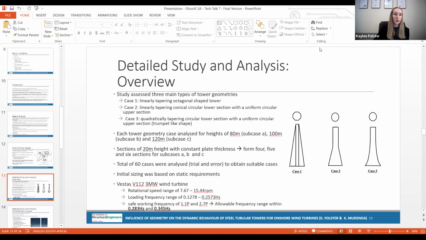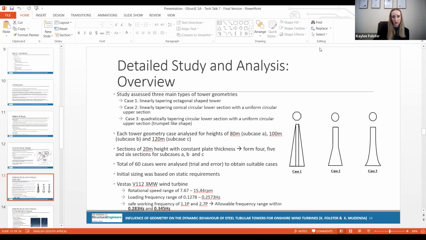Excuse me. Okay, then looking at the details of the study itself. As Kenny mentioned, we considered different types of geometries. There were 3 cases that were considered. The first was a linearly tapering octagonal tower, and the second option was a linearly tapering lower portion with an upper uniform section. And the third option had a quadratically tapering lower portion with an upper uniform section.